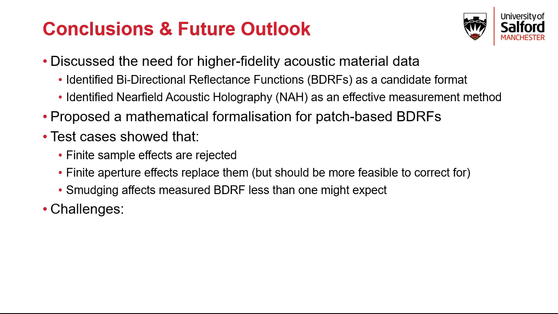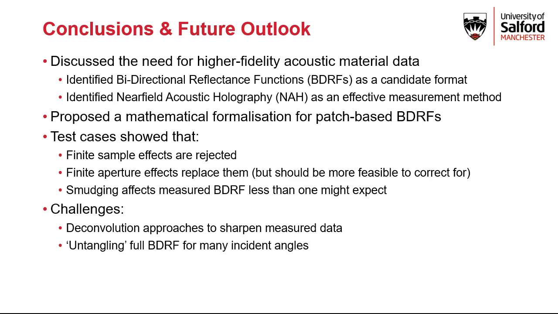Challenges, plenty of these still though. I need a deconvolution approach to sharpen that measured data. I was suggesting something with matrix inversion, but I've not really tried it properly yet. We're also going to need to untangle, to use a technical term, the full BDRF from many incident angles. If you're going to measure a BDRF, you're going to have to measure lots of different incident distributions generated somehow, maybe from a loudspeaker array. Then you're going to have to untangle all these measurements. So not only are you trying to sharpen measurements for a particular incident angle, you're going to have to sharpen them for a whole range of incident angles. This does introduce more complexity, which makes it a really interesting signal processing problem, in my opinion.